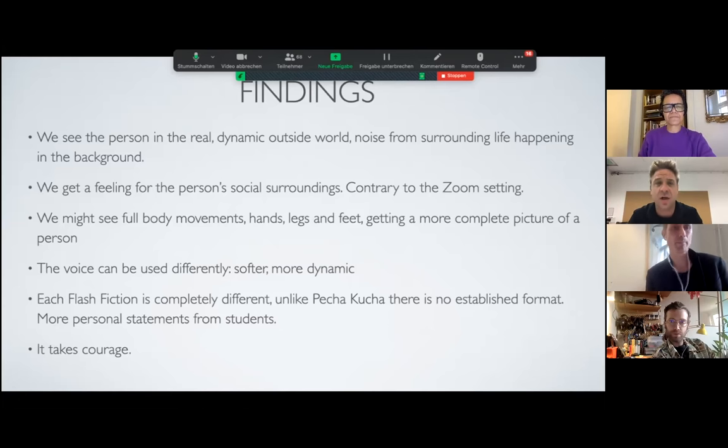And the last thing that I want to point out is it takes courage. Most of these people have maybe never written a text. Most of them have never performed in front of a camera. And because it's so personal, it takes maybe a bit more courage than to talk in Zoom. And that was quite rewarding because everybody had to do it.